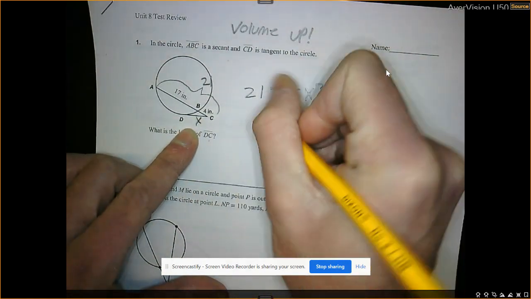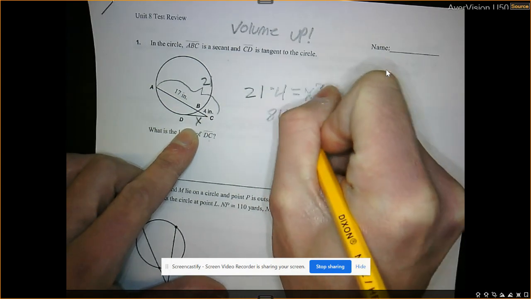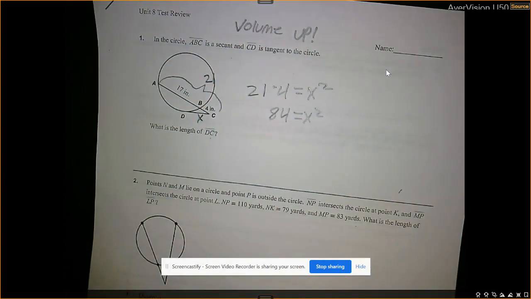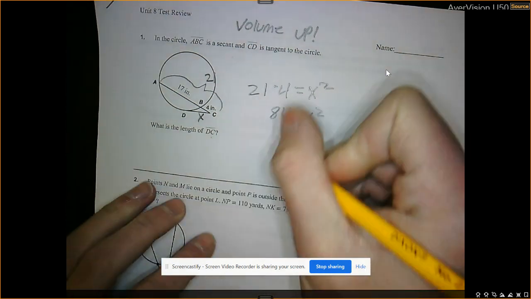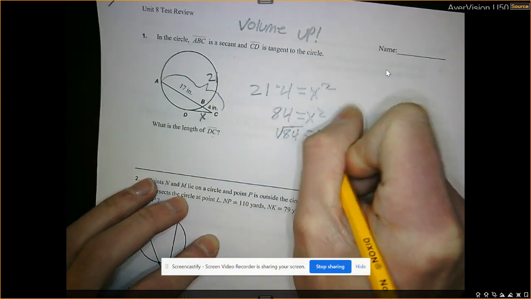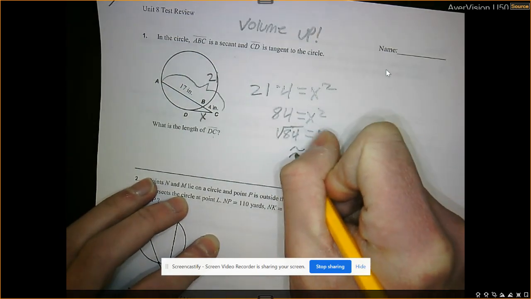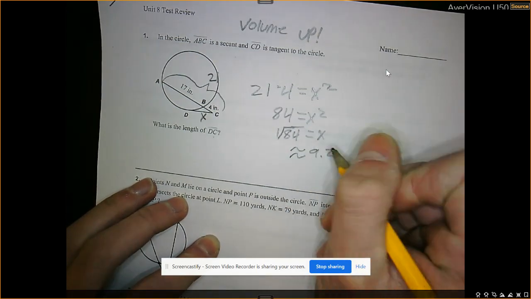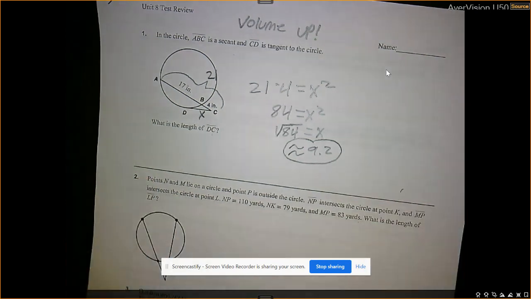So from there, 21 times 4 is 84. 84 equals x squared. You're going to have to take the square root of both sides then. Square root of 84 will give you x. And if you want to do that as a decimal, that's about 9.2. If you left it as the square root of 84, I would also accept that.